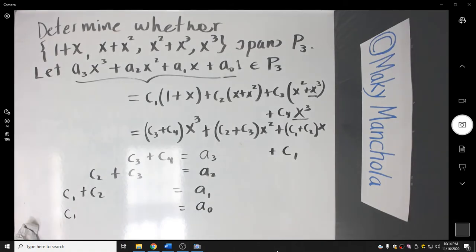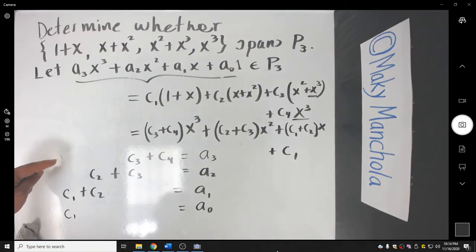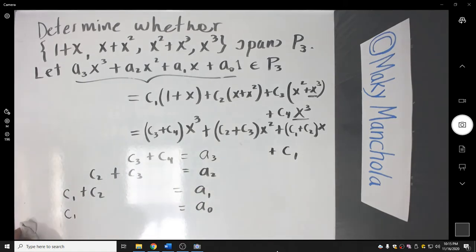Okay, so I have to solve this system of linear equations for C1, C2, C3, and C4. Observe that this is a square system. It's a 4 by 4 square linear system. So it all boils down to determining whether the system has solutions. And for that we can use determinants, because the coefficient matrix is a 4 by 4, so we can use determinants here. Whenever you get square systems and you're asking for the existence of solutions, the determinant is the tool to use.